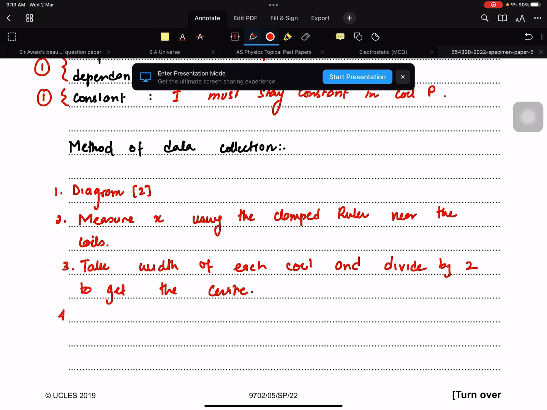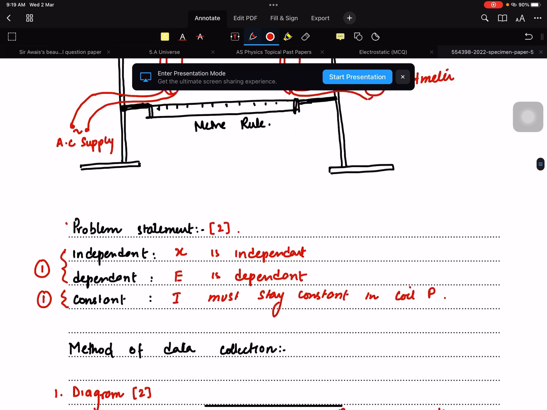Then you could say that for each reading of X, use a voltmeter to find the EMF, E induced in the coil. Of course, that coil was Q.